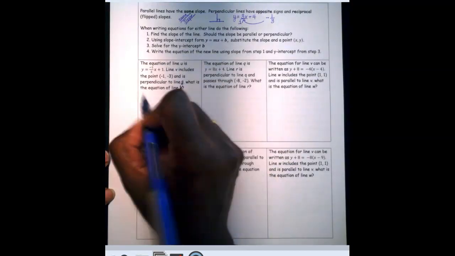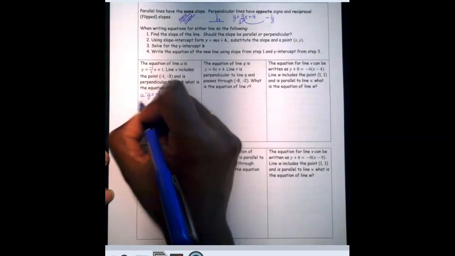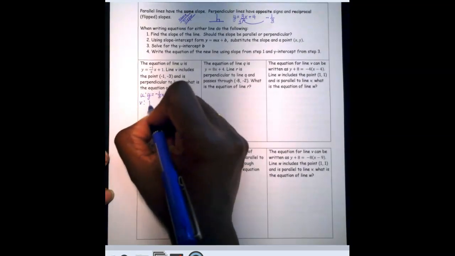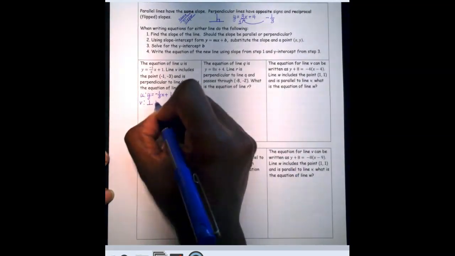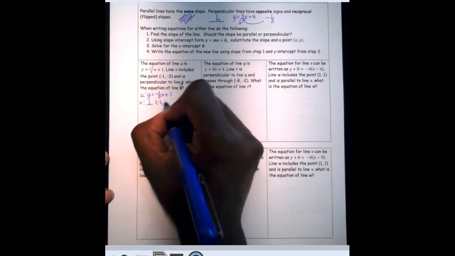So here we go. We've got line U, and it is y is equal to negative 1/3 x plus 1. We've got line V, which is perpendicular and includes the point negative 1, negative 3. So we're going to take what we have here and write our new line. Where we are right now, we've already decided it should be perpendicular.